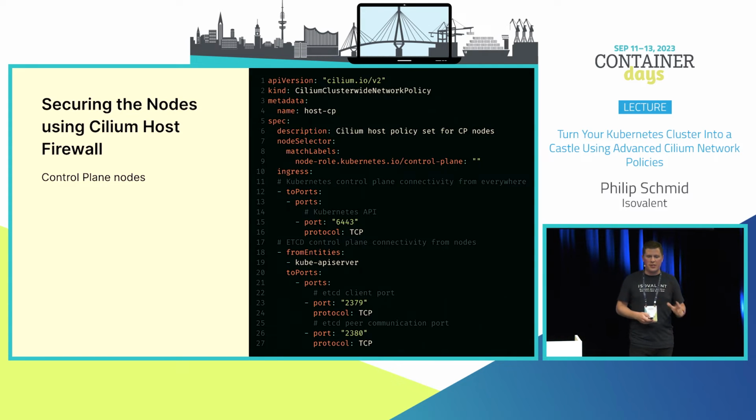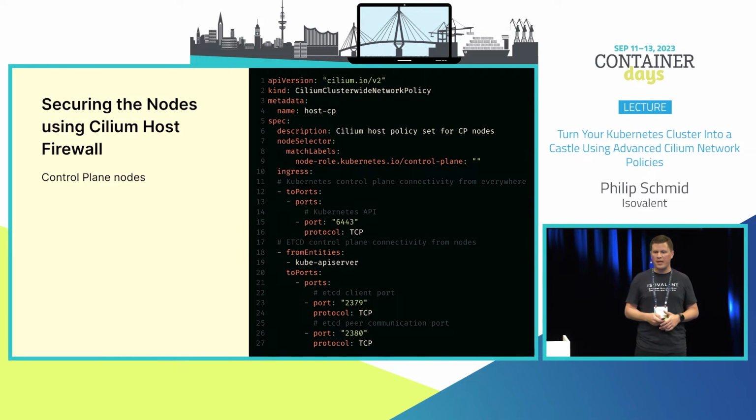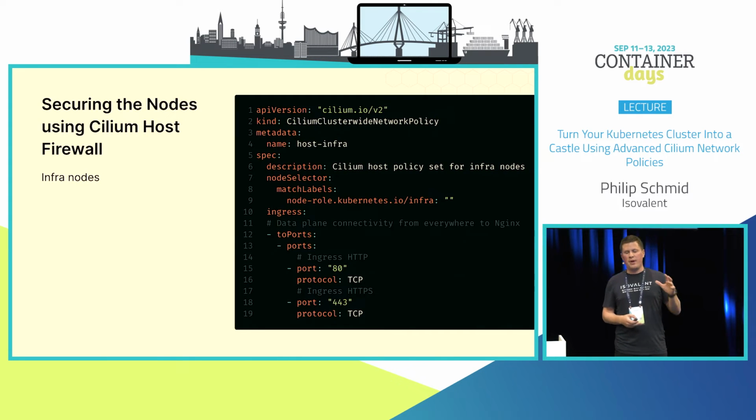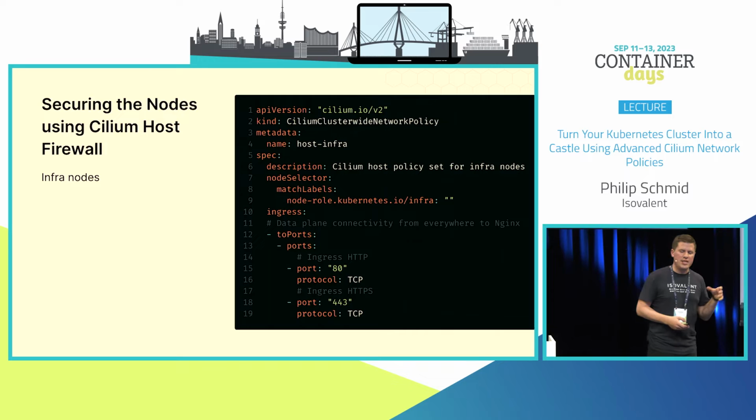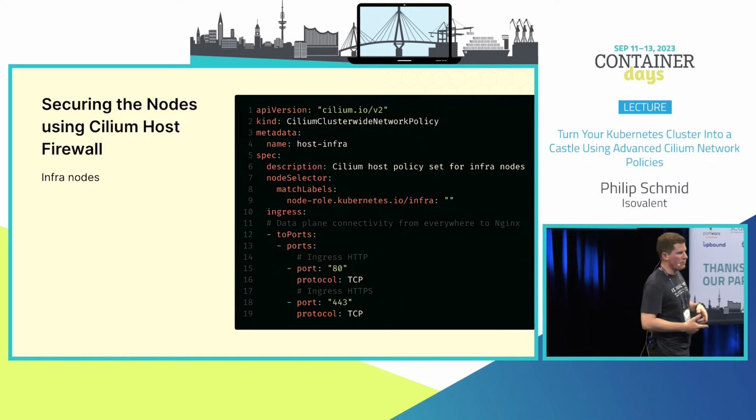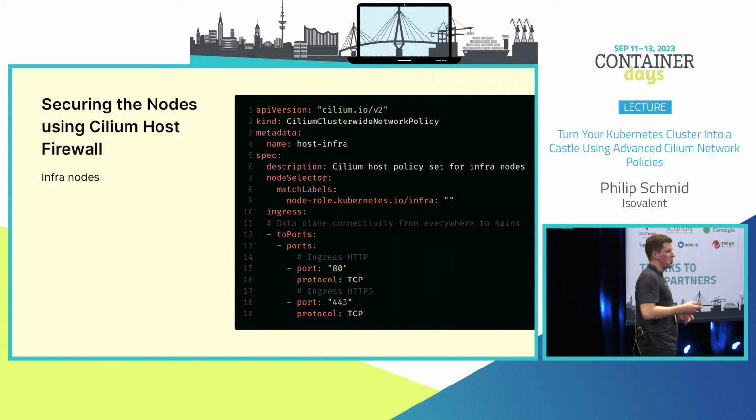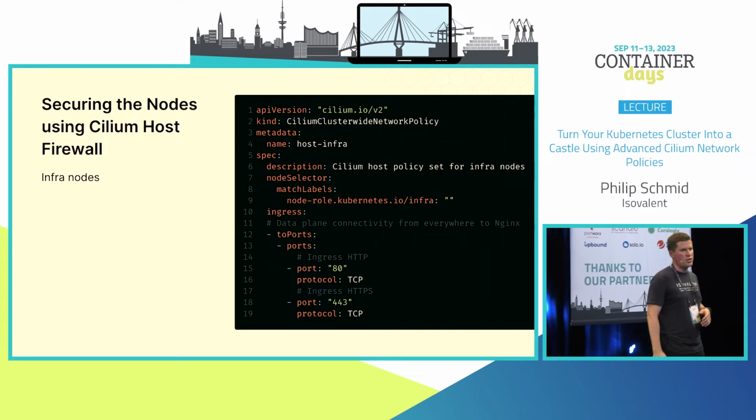So we already discussed this policy for the control plane host. At the same time, I created another policy to protect our infrastructure nodes. And here we simply match for another label, the node role infra label. And here we are allowing ports 80 and 443 so that our Nginx ingress controller can be reached from the outside.